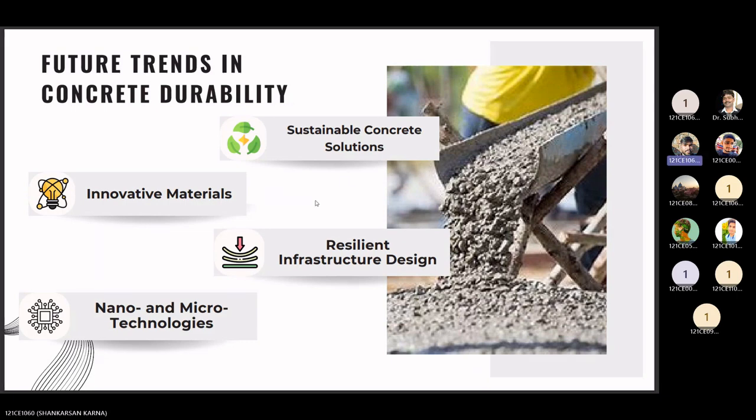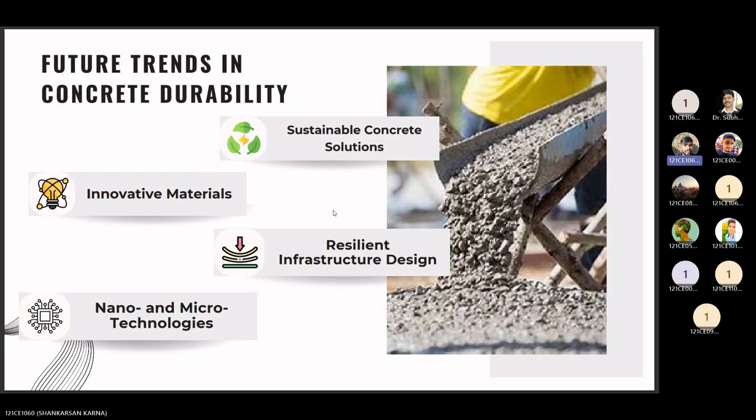The next future trend is resilient infrastructure design. With increased frequency and severity of natural disasters and climate related hazards, there is a growing interest in designing concrete structures for resilience and adaptability. Resilient design strategies such as incorporating redundancy and multiple hazard resistance into infrastructure systems aim to enhance durability.